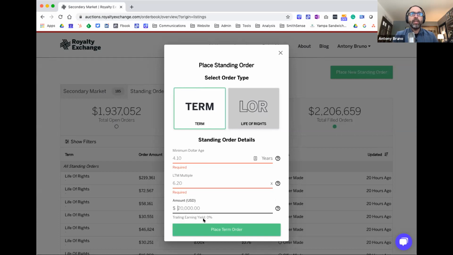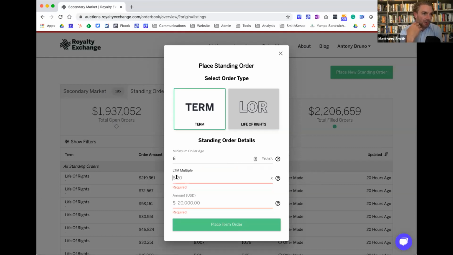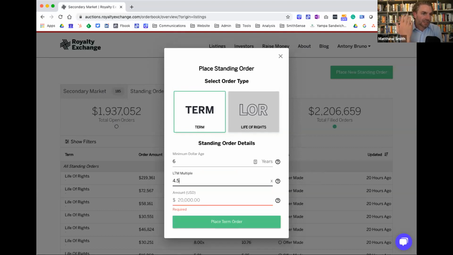And as you enter these details, it'll show you the trailing earning yield components of what you've left, so you have a bit of visibility into the consequences of the choices that you've made. Let's just plug in those so we can get an example of that real quick. So let's say a minimum dollar age of 6 and a multiple of 4.5, which is the order I would place, by the way, if I were doing it, and 25,000. So then it's a trailing yield on a 22% basis.